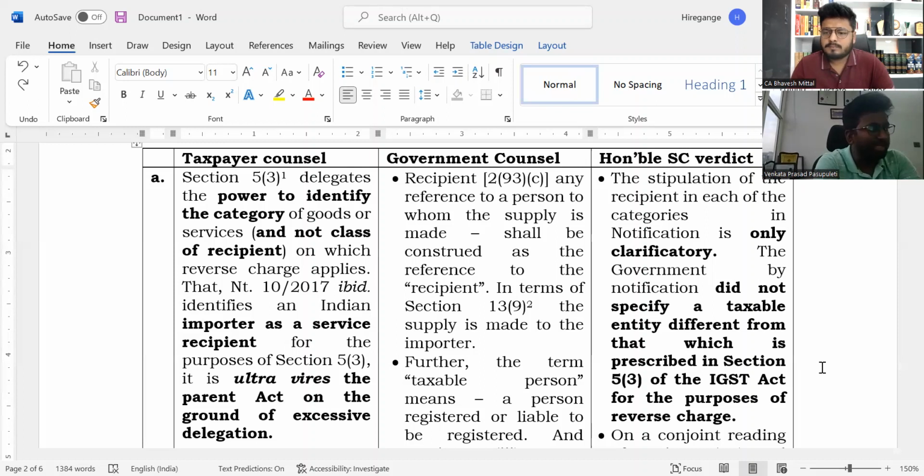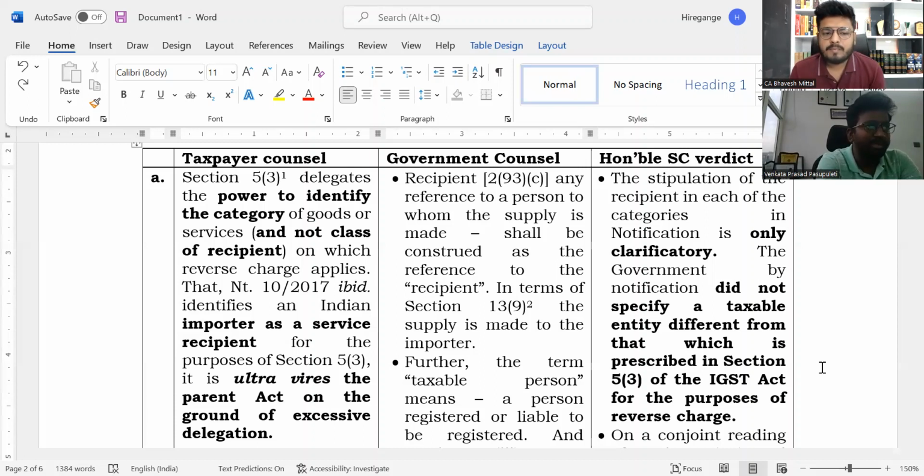The Honorable Supreme Court recently heard this matter and has given a very beautiful decision. So now we will see what was argued before the Honorable Supreme Court by the taxpayer side and also the government side, and what finally the Supreme Court has held. We will see the points of argument one by one.